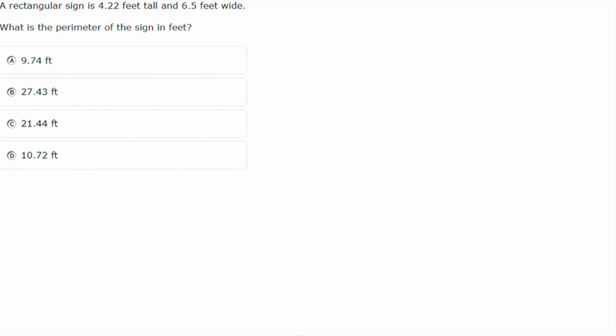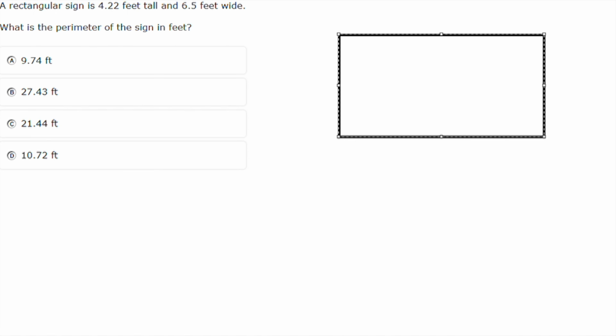Question number 7 reads, a rectangular sign is 4.22 feet tall and 6.5 feet wide. What is the perimeter of the sign in feet? All right, so when we have questions like this, I think it's always best to kind of draw out the shape provided. So on the side here, we have our height or length, and then on the bottom, we have our width. All right, so it's 4.22 feet tall, so that's going to be our height. All right, so let's label this 4.22 feet tall.